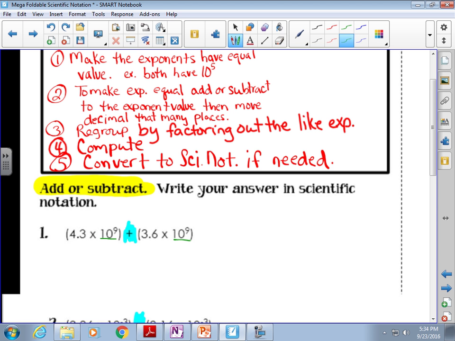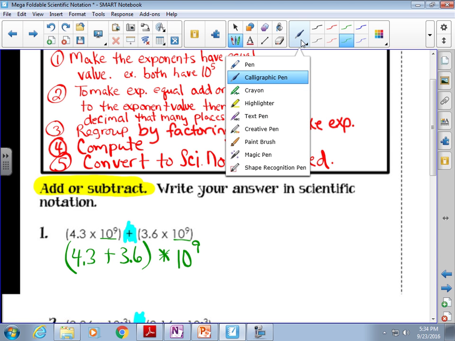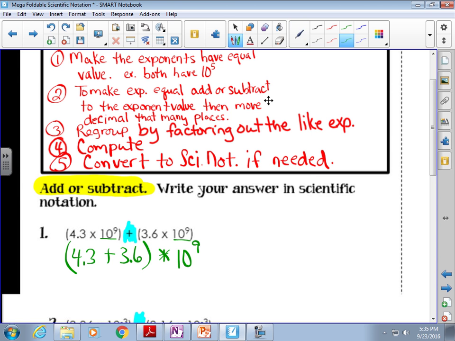So I'm going to pull these out. All right, so I keep 4.3, I keep my plus, and I keep 3.6. I put that in parentheses, and what I pulled out was 10 to the ninth. So now I got 10 to the ninth on the outside of the parentheses. Okay?